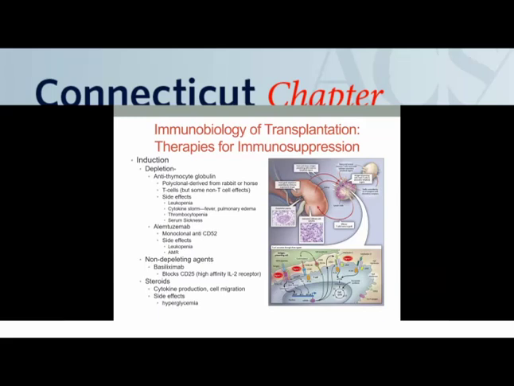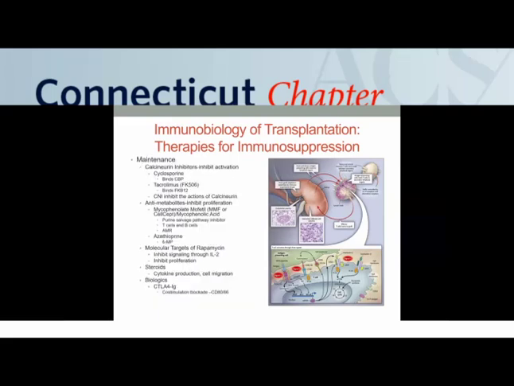All right, there are non-depleting antibodies. What do these do? Well, these just cover up the high affinity IL-2 receptor and just prevent T cells from becoming activated. They are not as strong, so there may be more rejection associated with them, but they have fewer side effects. And then steroids just globally suppress cytokine production. And if they ask you which cytokine, classically it's IL-1.